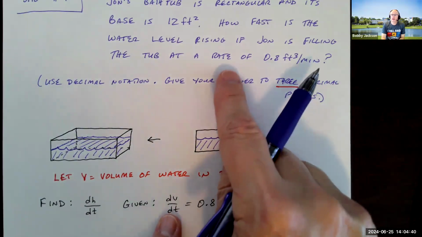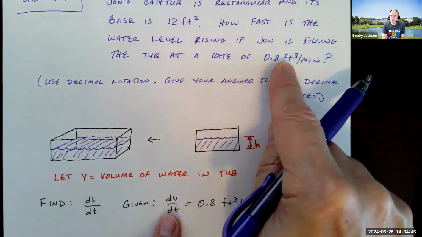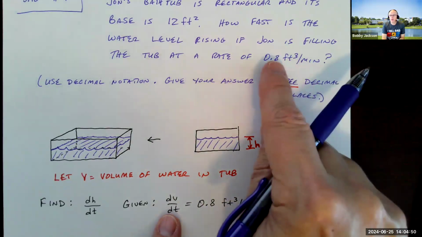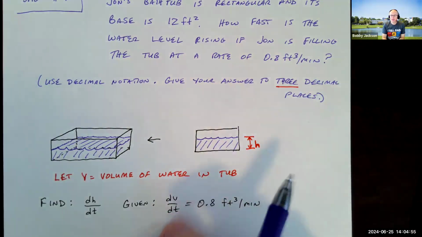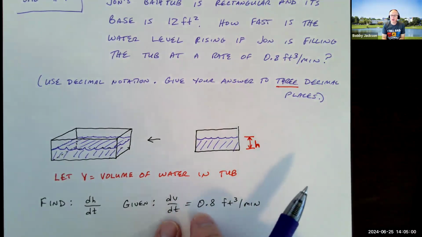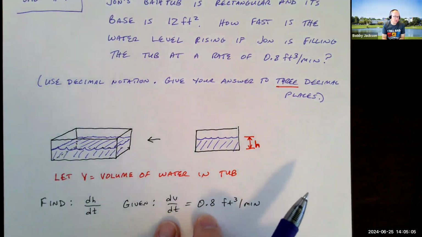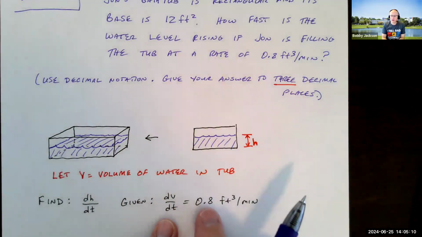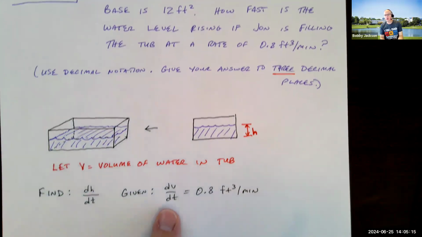We're given that the tub is filling at a rate of 0.8 cubic feet per minute. So clearly this is the rate of change of volume, cubic feet per unit time. So dV/dt is positive 0.8. Of course, it's positive because it's filling, it's increasing. You do have to be careful with these problems and make sure you put the right sign on these rates of change that are given. Sometimes they're negative. For instance, if the bathtub was draining, then dV/dt would be negative 0.8 cubic feet per minute.